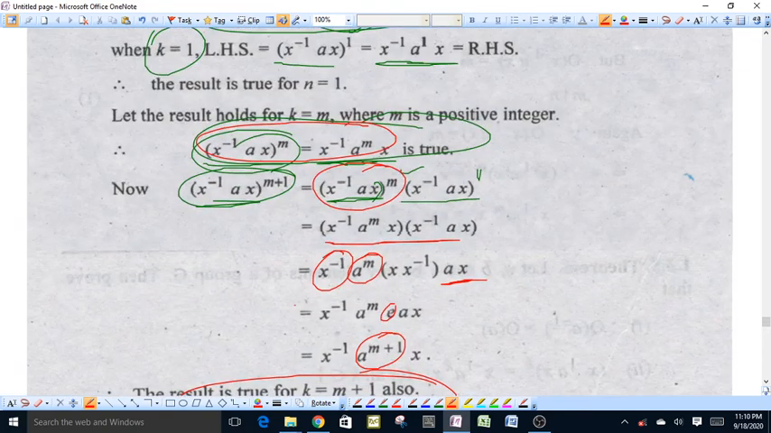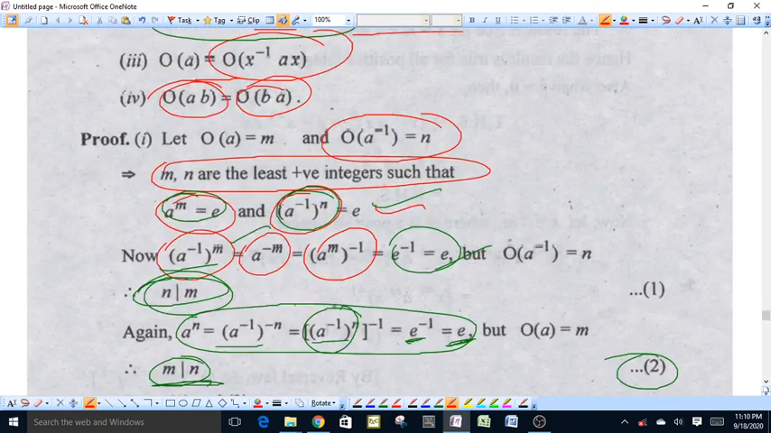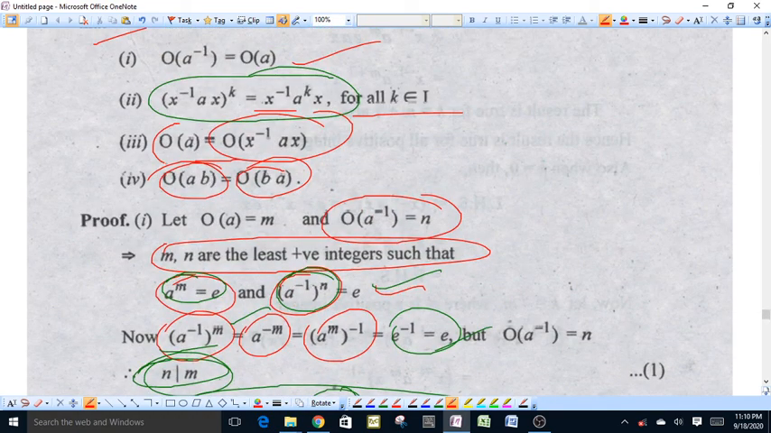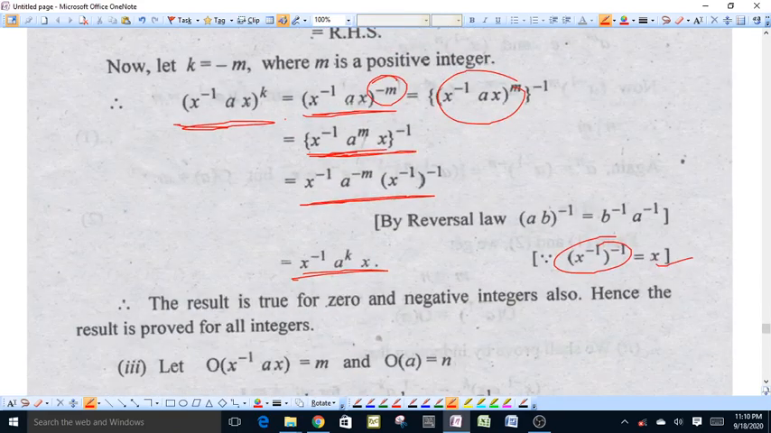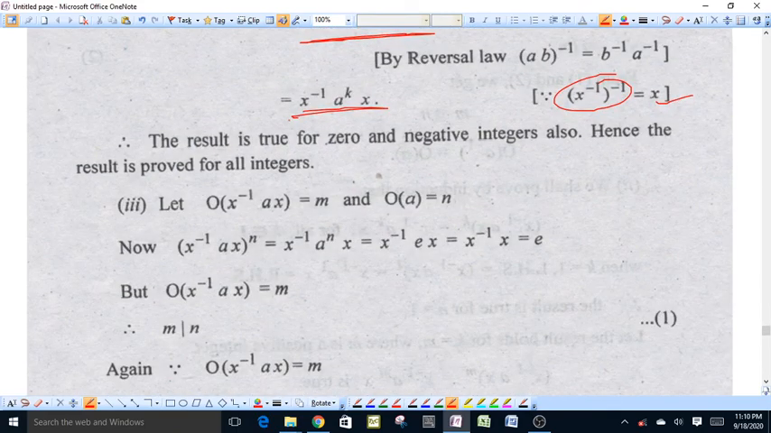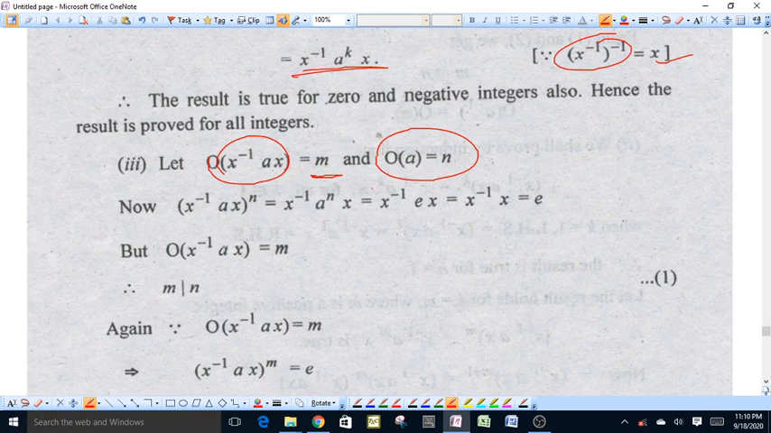In the third property, the order of element A is equal to the order of x inverse A x. Let us suppose that the order of x inverse A x is equal to m, and the order of A is equal to n, both are different, let us suppose. But we have to prove that the order of x inverse A x is equal to the order of A. We have to prove that the orders of both elements are equal.